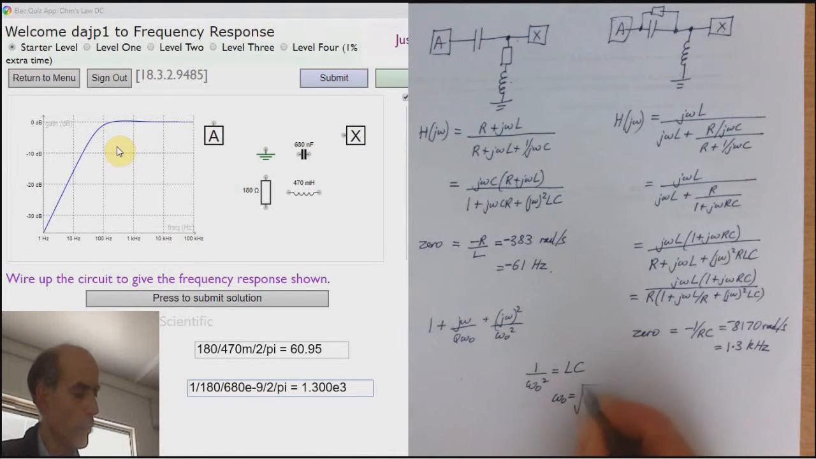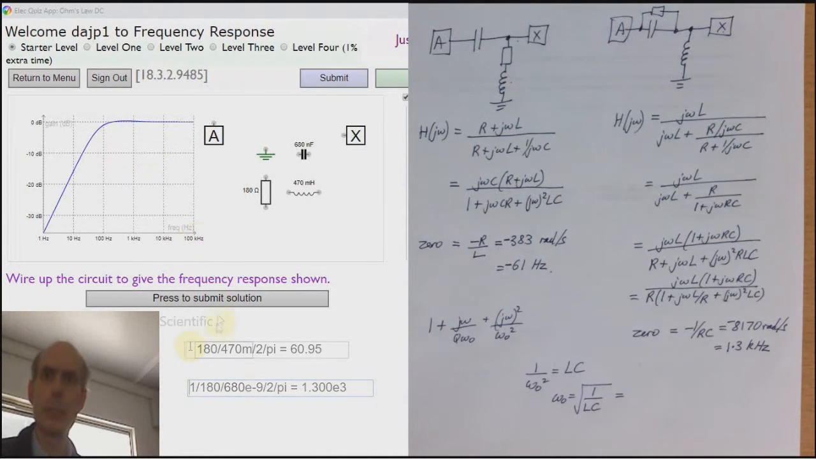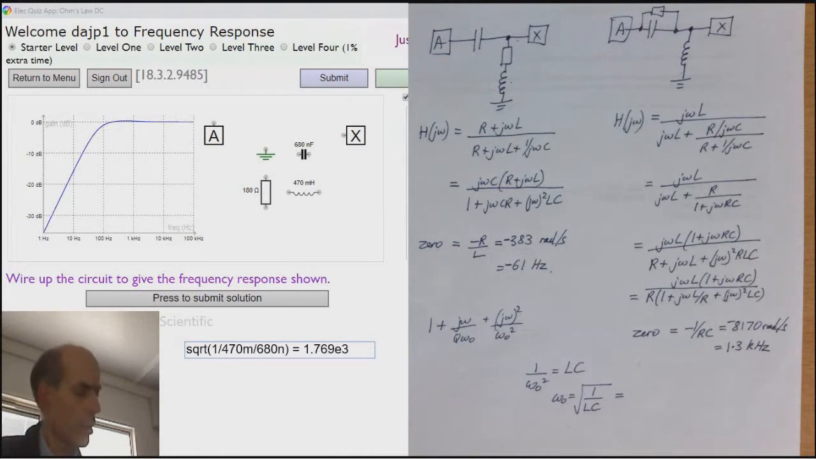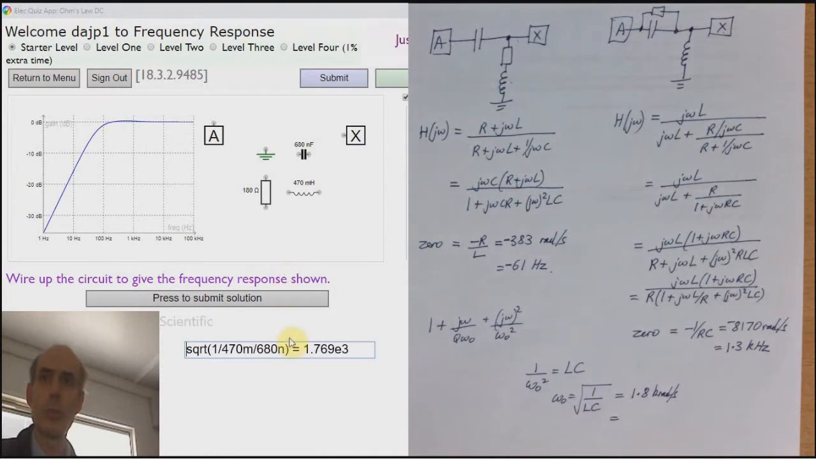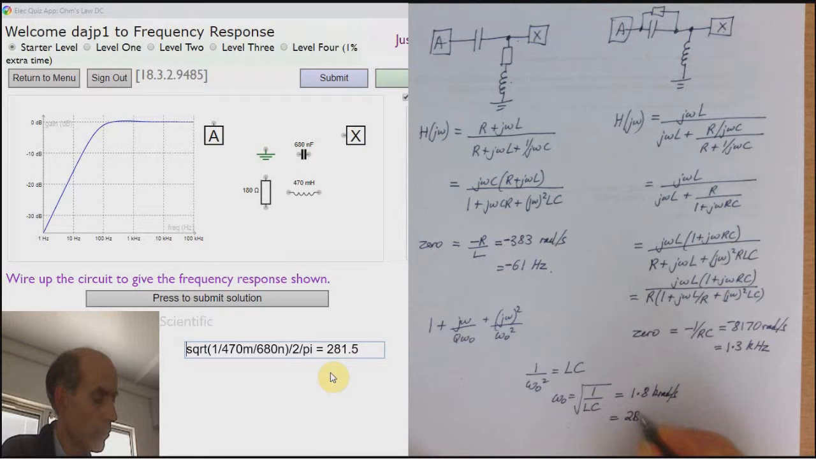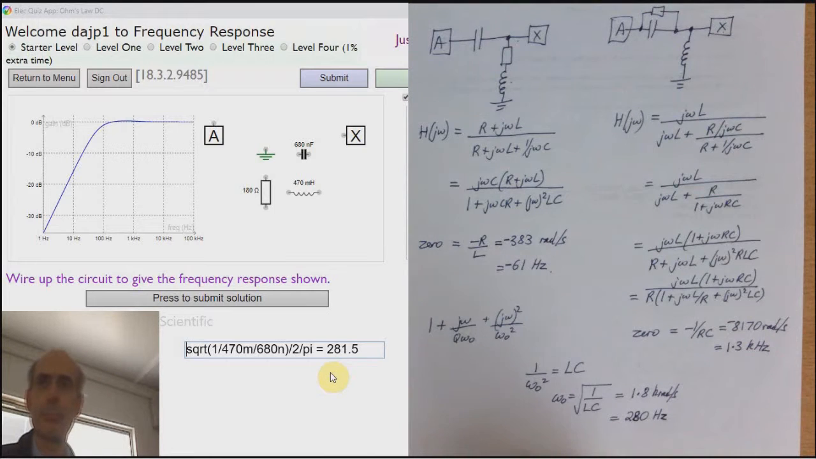Omega naught is the square root of 1 over LC, which in terms of the values that we have here would be the square root of 1 divided by 470 milli times 680 nano, which is 1.8 kiloradians per second, which in terms of hertz, we take that and divide by 2 pi, about 281, let's just call it 280 hertz. That's my resonant frequency. What about the Q factor?